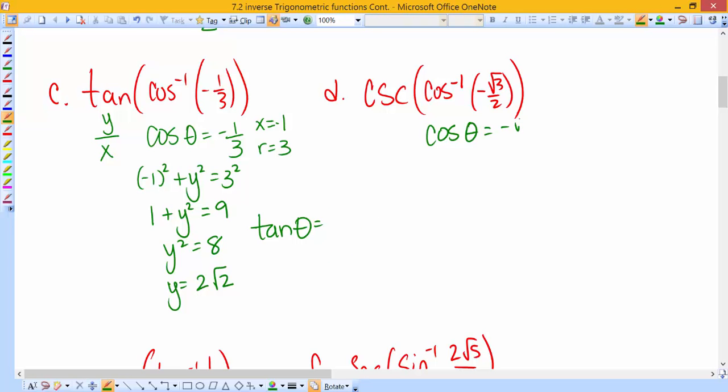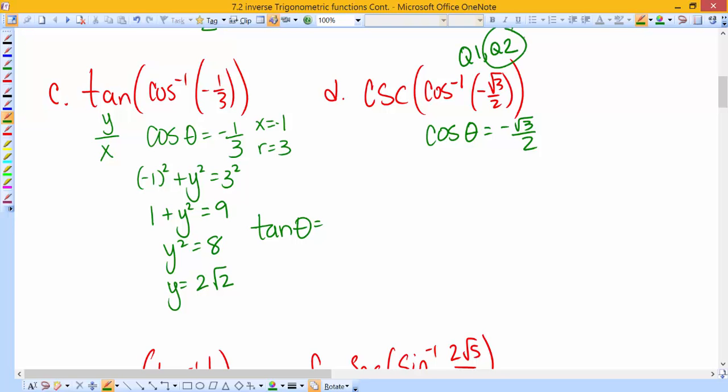Cosine theta is -√3/2. That is on your unit circle. We need to recognize this. Please recognize this. So this is quadrants 1 and 2. Cosine inverse is from 0 to pi, quadrants 1 and 2. So we need to look where cosine is -√3/2, and that is in quadrant 2.